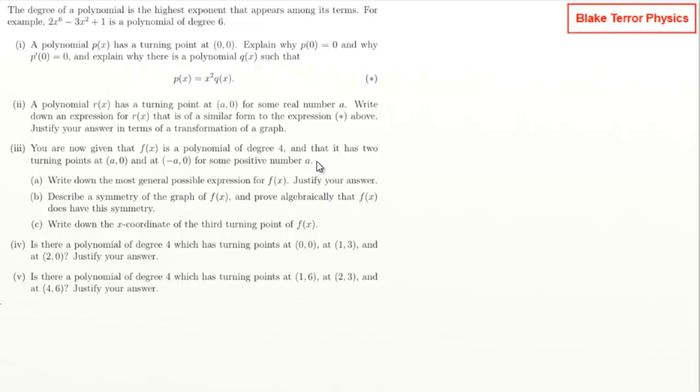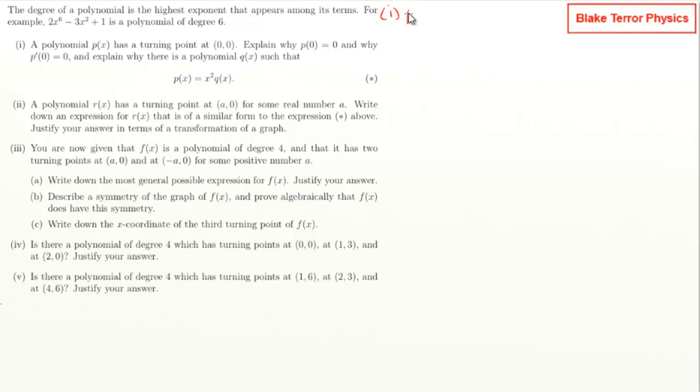Part 1. A polynomial p(x) has a turning point at (0, 0). Explain why p(0) equals 0. Well, because it goes through (0, 0). And why p'(0) equals 0. Right, okay, because there's a turning point there. And explain why there is a polynomial q(x) such that... Okay, right, well, let's write down those first two bits then.